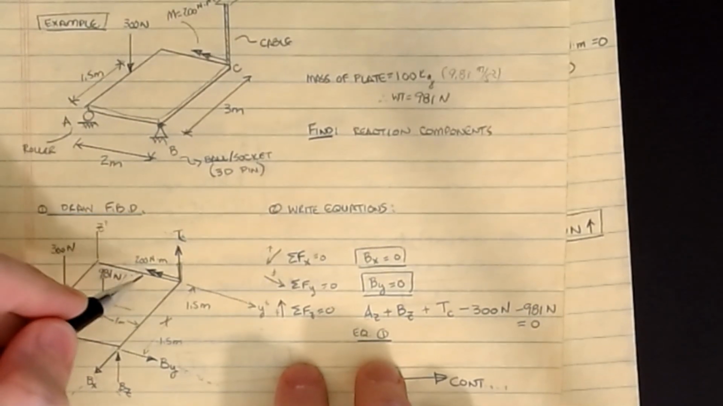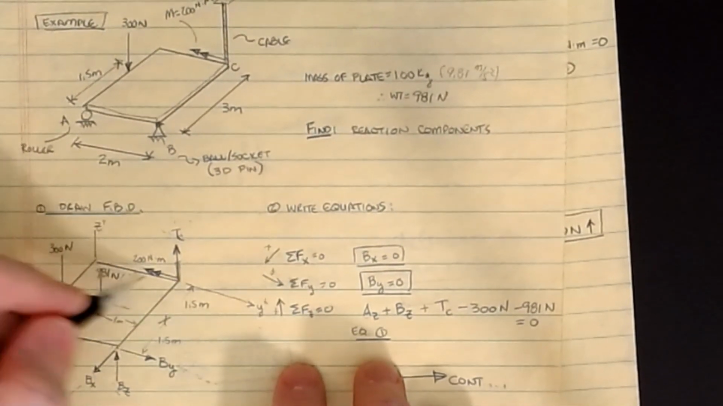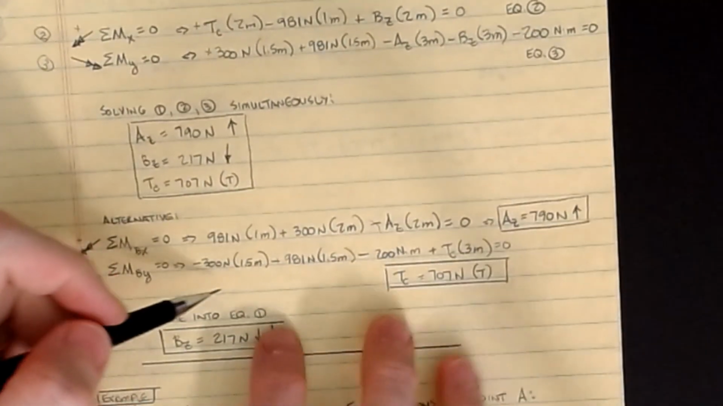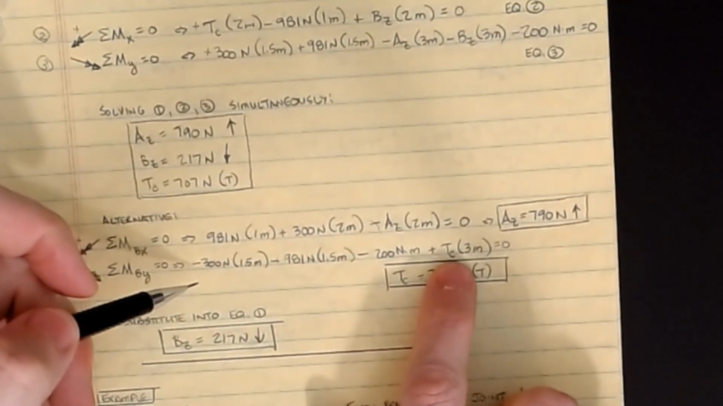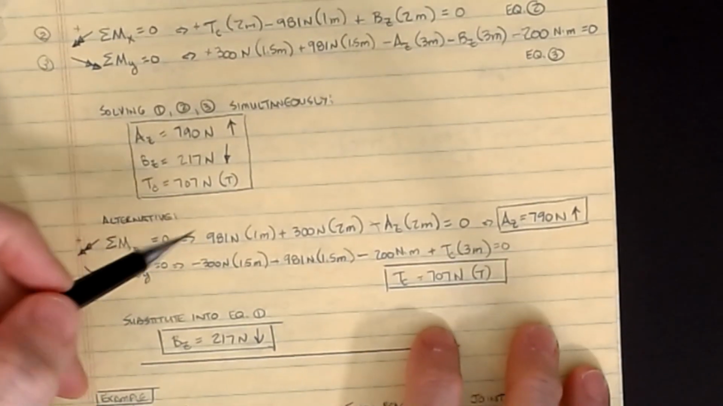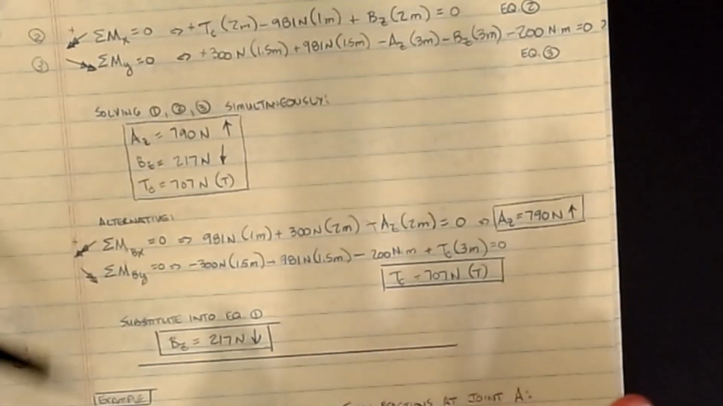He only shows up in the moments about the y, and so it would be a minus 200 for that because of his free vector status. And again, you would have everything here except for TC. You could solve for TC, 707 positive. It's a tension value, which is exactly what we saw the other way. So you can do these multiple ways.